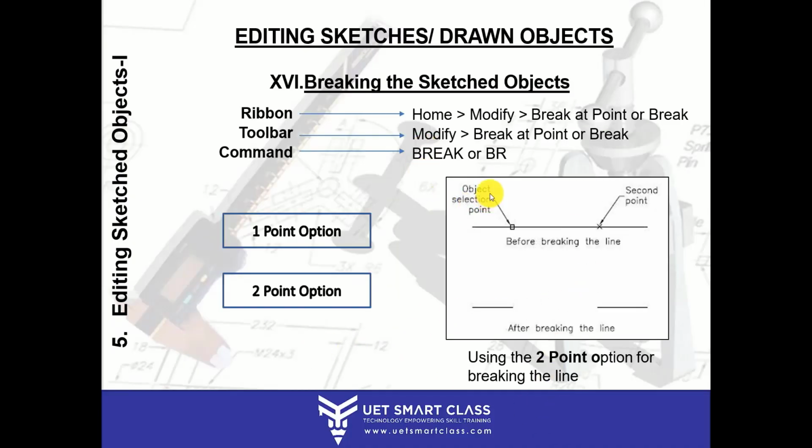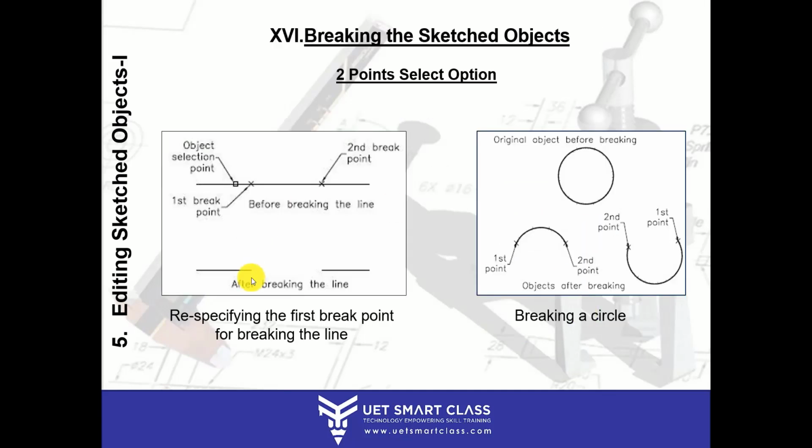Herein, object selection point is the first point and then second point. It will break the line. In this, object selection point is just a selection of object, and then you can give your first break point and second break point. Okay.